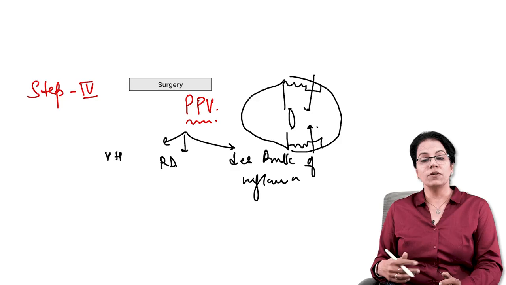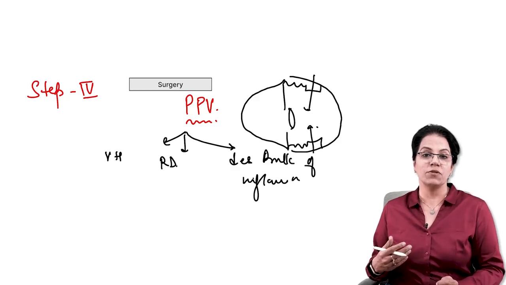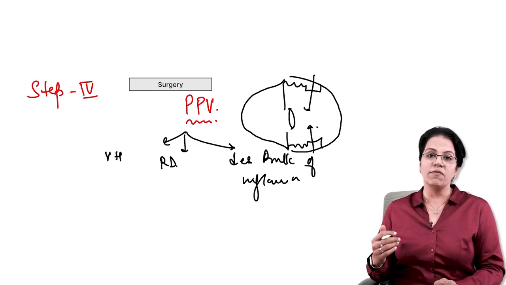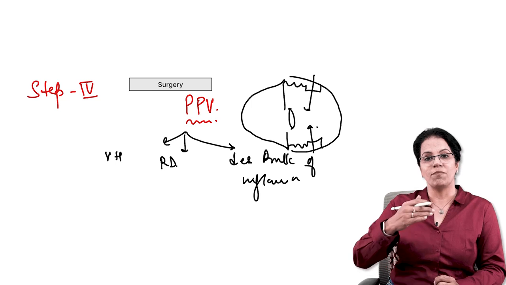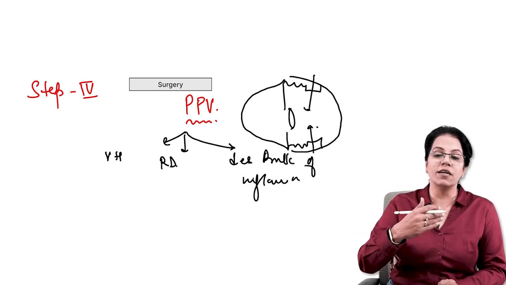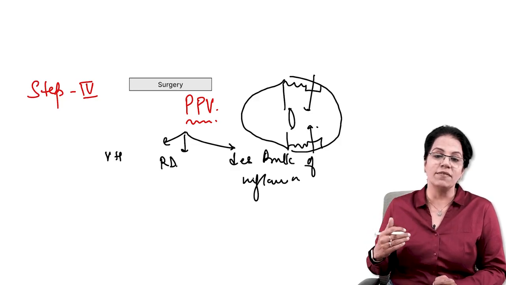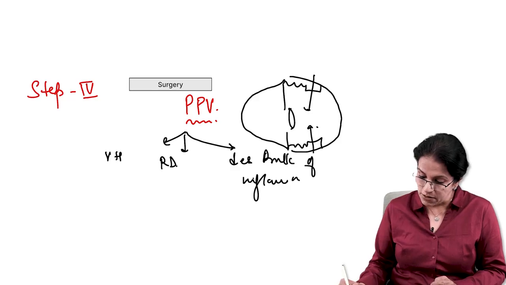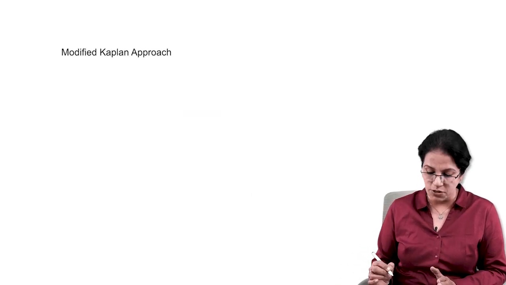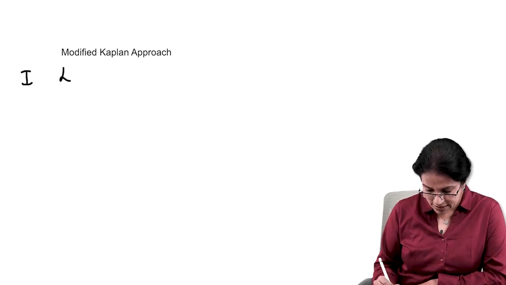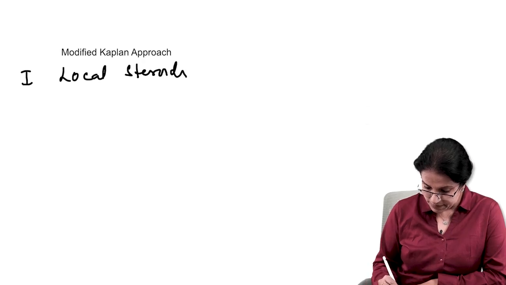Now, I told you earlier we used to go for cryo, but now it is replaced by immunosuppressives. There is a modified Kaplan approach which includes cryo in the whole treatment regimen. So these are 5 steps instead of 4 steps. This is called the modified Kaplan approach. In the modified Kaplan approach, first of course is local steroids, then second will be systemic steroids.